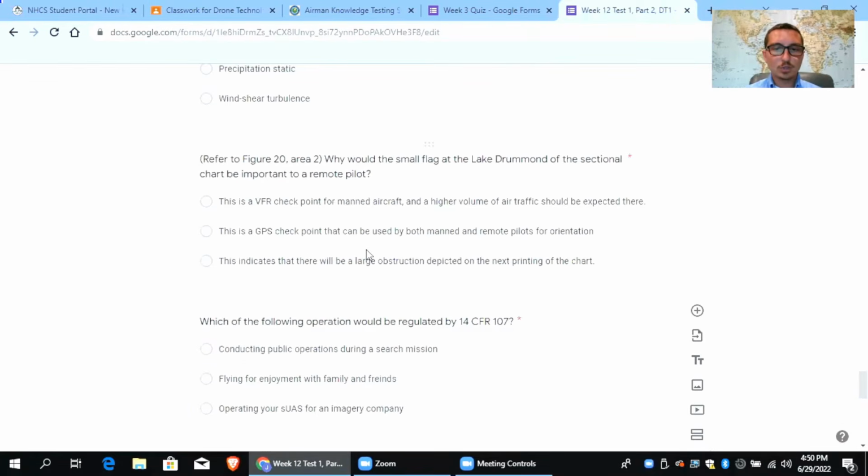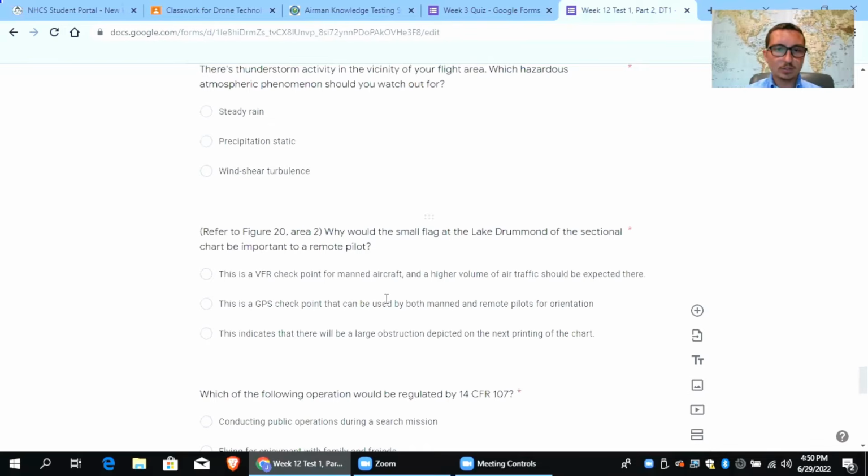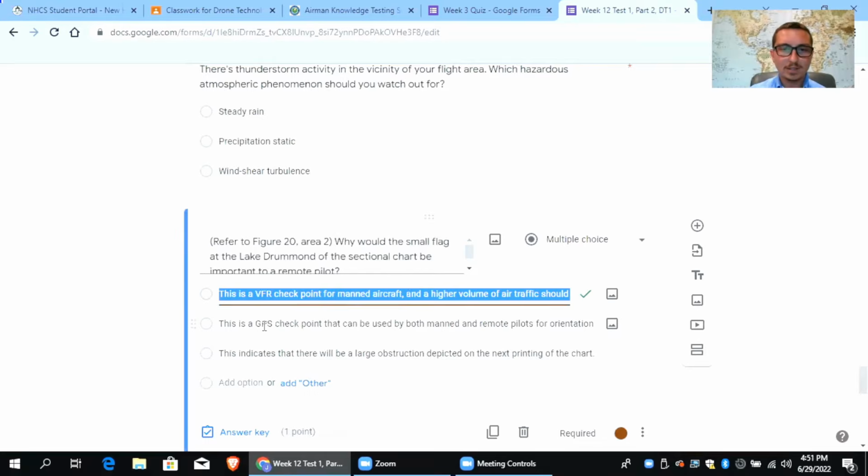And right now I'm just going over the questions that require us to use maps. This one kind of does, kind of doesn't. Why would the small flag at the Lake Drummond of the sectional chart be important to a remote pilot? If you know what it's talking about by the small flag, you really don't have to look at the sectional chart. The answer is that this small orange flag is a VFR checkpoint for manned aircraft, and a higher volume of air traffic should be expected in that area.